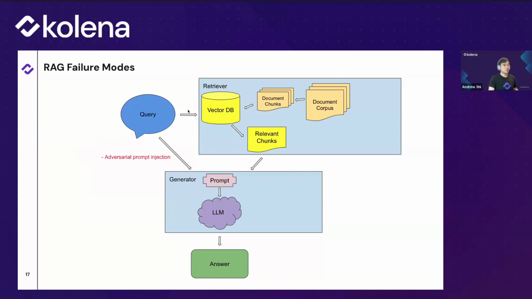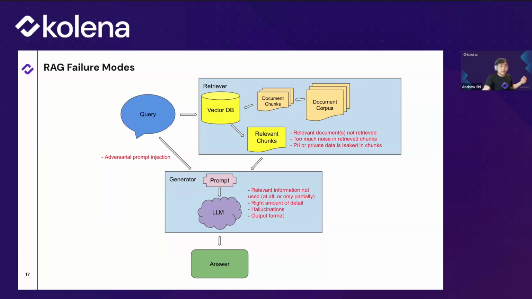So from the query side, you can have adversarial prompt injection. From the retriever side, if you're just not retrieving the relevant documents, or there's too much noise in the chunks, or PII or private data is leaked in the chunks, those are all failure modes on the retriever side.